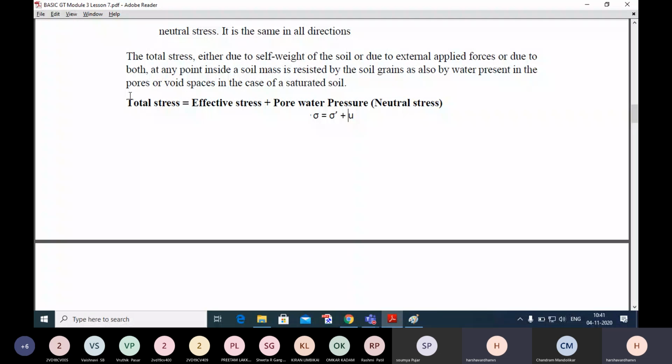You can calculate total stress, you can calculate pore pressure, but you cannot calculate effective stress directly. Total stress can be calculated directly, pore pressure can be calculated directly, but effective stress is calculated indirectly by using this equation. Total stress is equal to effective stress plus pore pressure. So effective stress will be total stress minus pore pressure.